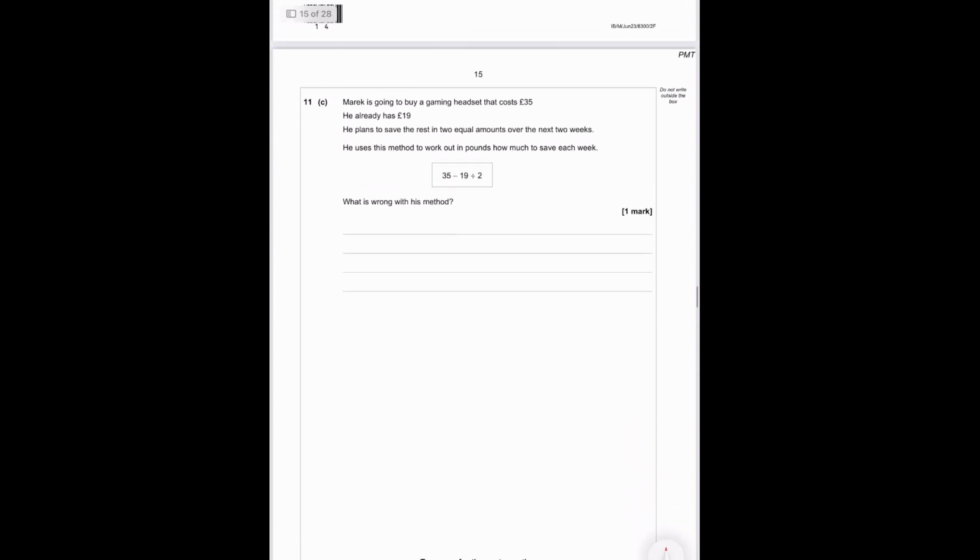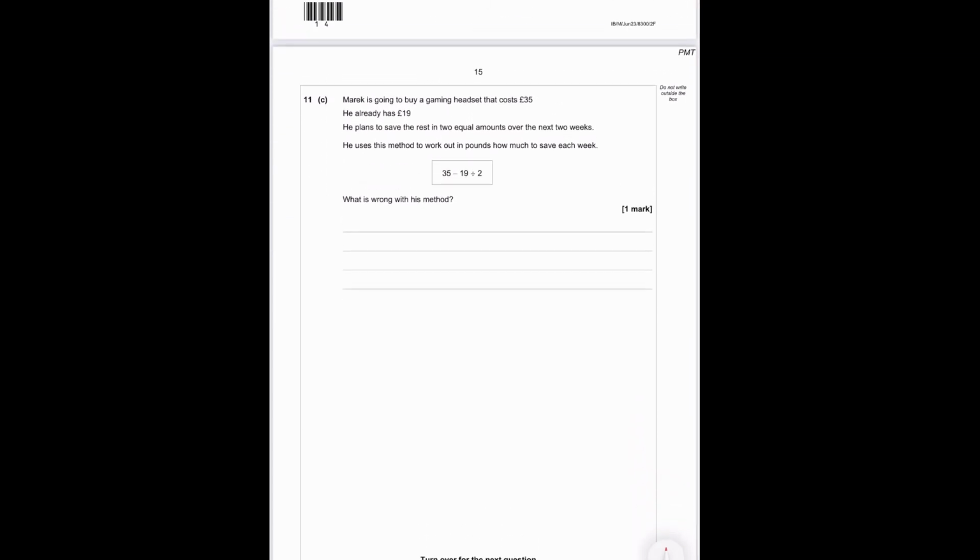Mark is going to buy a gaming headset that costs £35. He already has 19. He plans to save the rest in 2 equal amounts over the next 2 weeks. He uses this method to work out in pounds how much to save. Now, what is wrong with this method? If he types this into the calculator it will do that first because of BODMAS or BIDMAS. So you need to put brackets around the 35 minus 19, so it's done first.